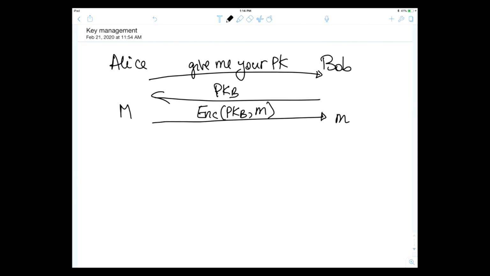Do you see a problem with this approach? Can send a different public key, exactly. So you could have your attacker being a man in the middle, okay? And we talked about man in the middle attackers for Diffie-Hellman key exchange.